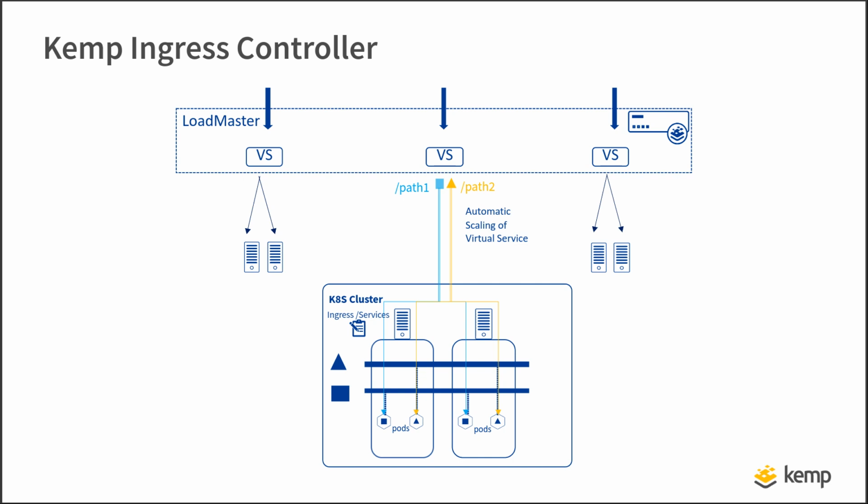Okay, so you can see here, this is just looking at the Kemp Ingress controller. So what we have is the Kemp LoadMaster with the Ingress controller installed. And you can see from this, some VSs are just sending traffic to normal servers, so the first one and the third one. And then the middle one, in the same way to the outside world, is just another virtual service. But with the logic of the Kemp Ingress controller, the traffic is automatically being distributed across the pods in a Kubernetes cluster, and it's automatically scaling based on how Kubernetes scales the application. So if we increase the number of pods or decrease them, the virtual service will react and do that too.